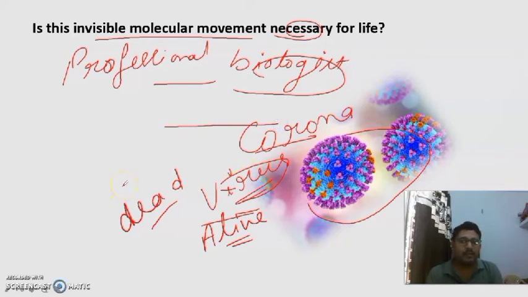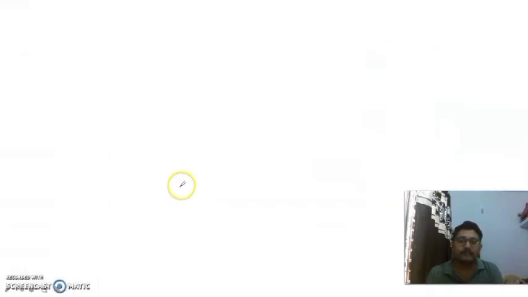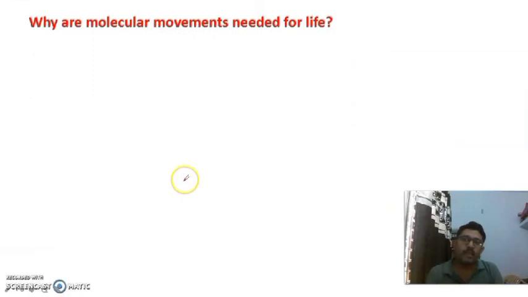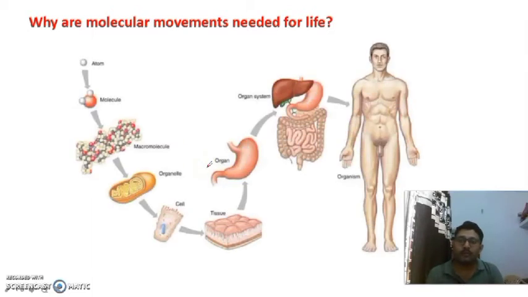That means all these examples show that these invisible molecular movements are very important. Now, why are molecular movements needed for life? Is it very important? Yes. How? So when you observe this picture, you can see that here we have an organism. So all these organisms, they have a well organized structure.